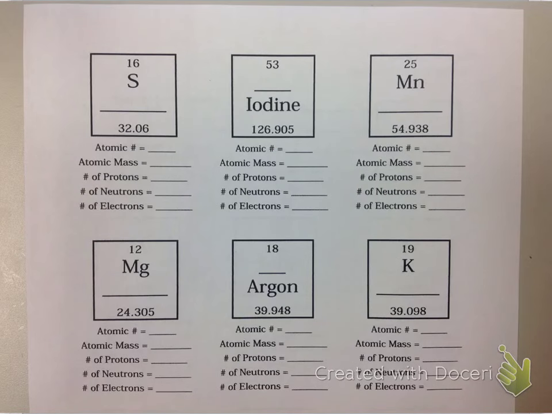Okay, so we're going to move on to the next page. Alright, so now we have the symbol S is for sulfur. Sulfur's atomic number is 16, so that means I have 16 protons and 16 electrons. Sulfur's atomic mass is 32. So if I have 32 in my nucleus, 16 of those are protons, then 16 are left to be neutrons.